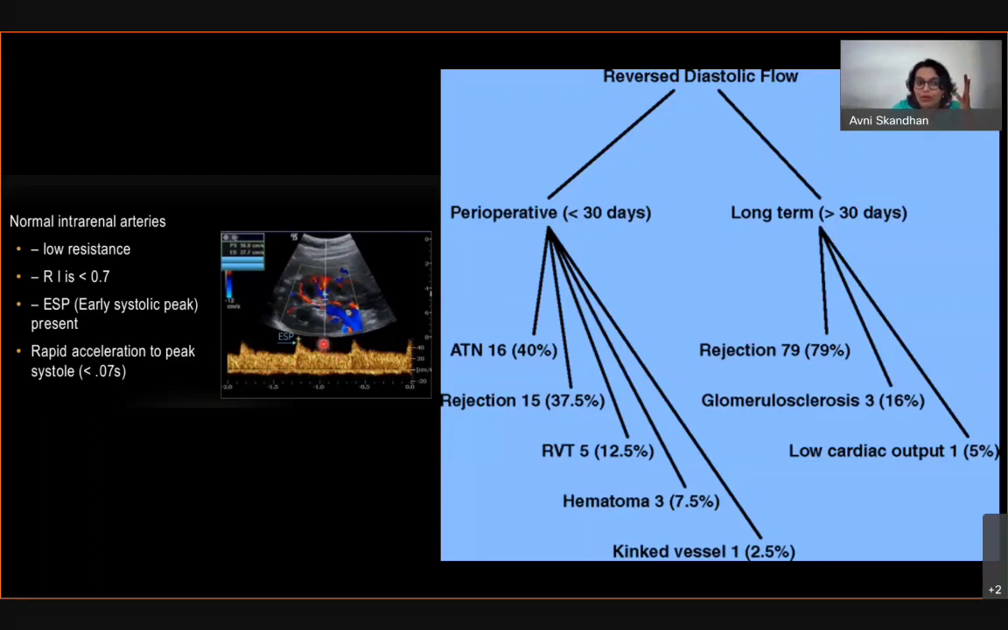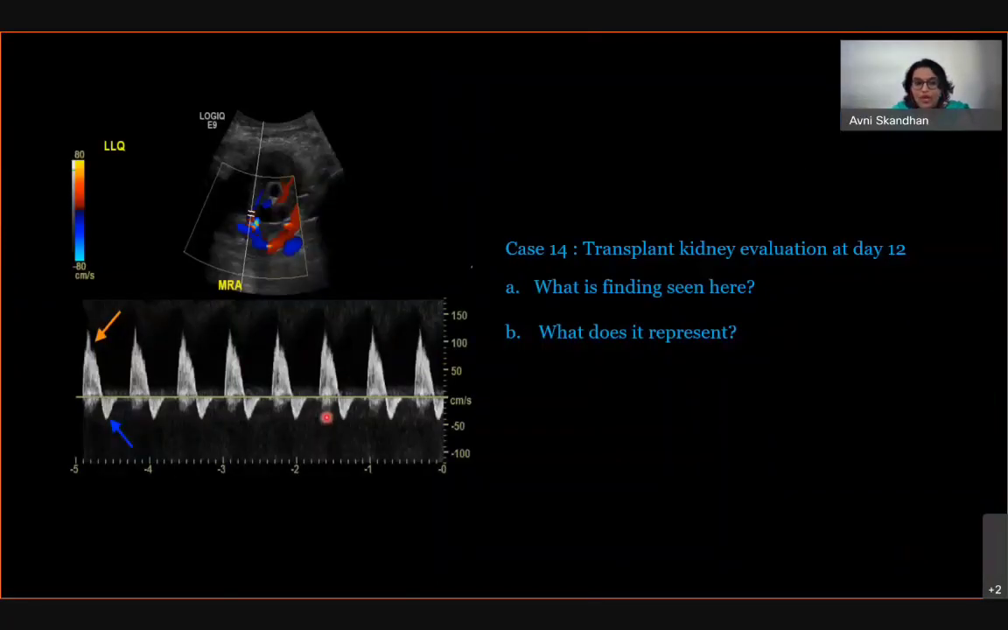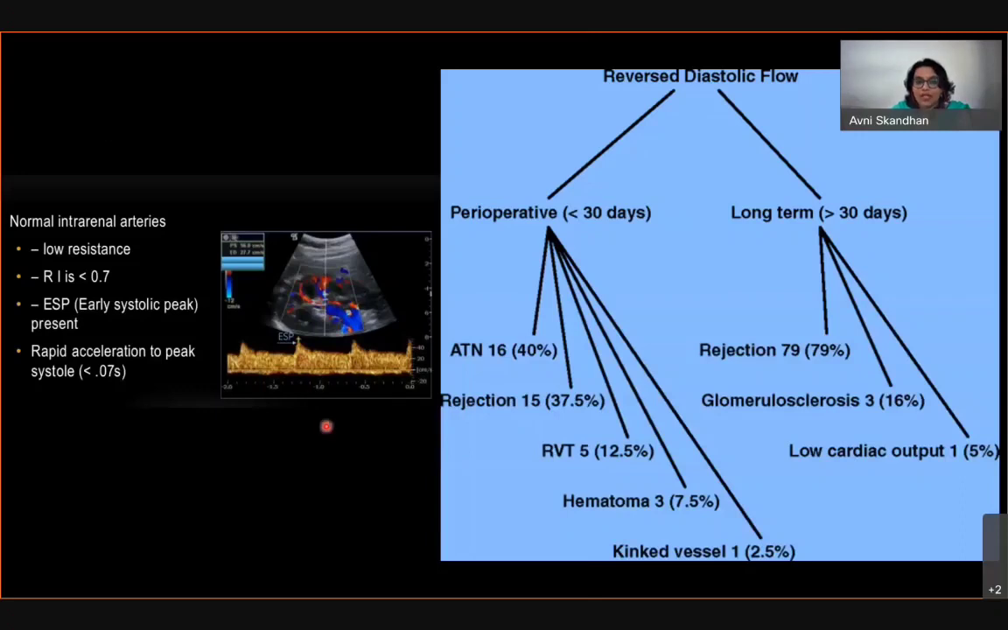But the most important term that you have to use is, like you said, the biphasic flow. You do not have a biphasic flow in the kidney. So you do not expect the diastole to go below the baseline. But in the previous image, you have a diastole which is below the baseline. So there is a reversal of the diastolic flow. And where do you see a reversal of diastolic flow in a transplant kidney?